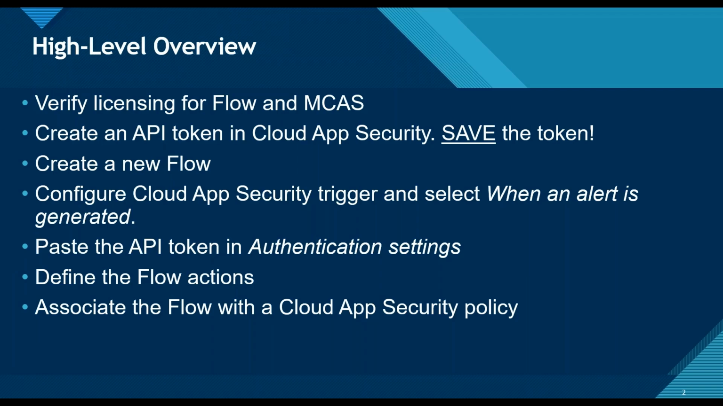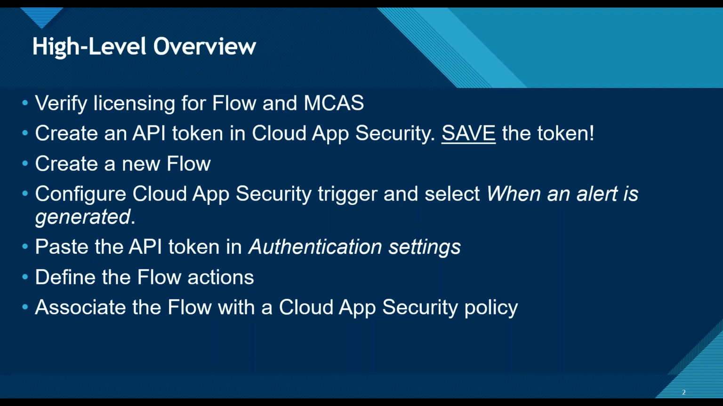Let me give you a high-level overview of what you need in order to make the stuff that I'm going to show you work. The first thing, obviously, is you have to have the licensing. You have to have a Flow plan, and you have to have Microsoft Cloud App Security licenses in your tenant. That's kind of obvious, right? The next thing is you create an API token in Cloud App Security, and you need to save that token, maybe to a WordPad or something like that, somewhere that you can reference it later because you're going to need it, and I'll show you where you get that information as well.